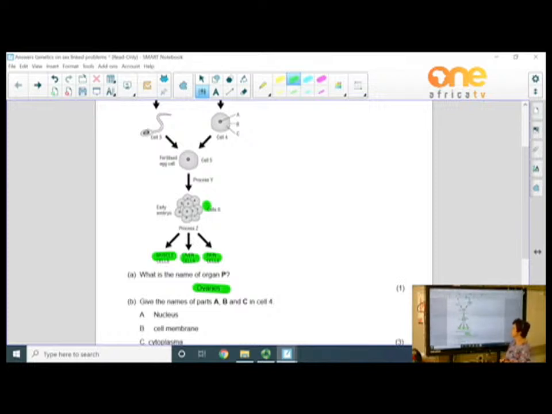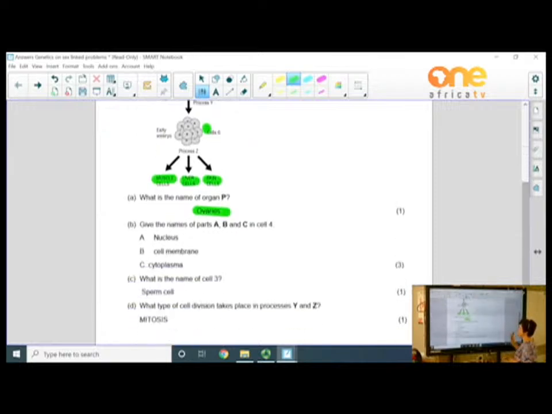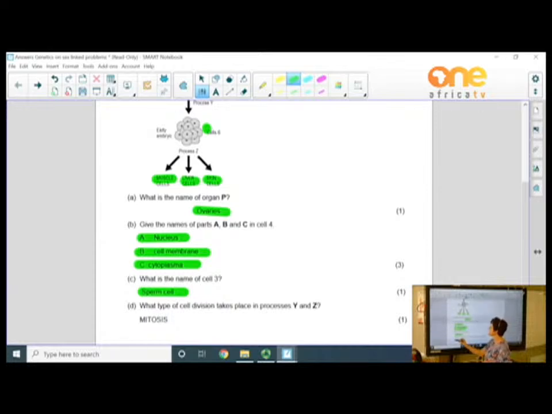Give the names of parts A, B, and C in cell 4. Nucleus, cell surface membrane, cytoplasm. What is the name of cell 3? It is a sperm cell. What type of cell division takes place in process Y and Z? Mitosis, because it is one cell that increase in number due to cell division.